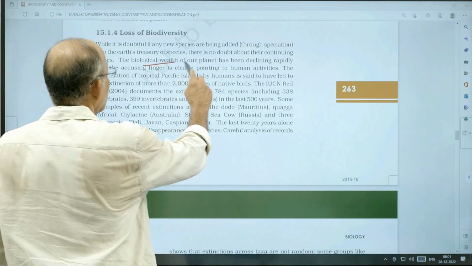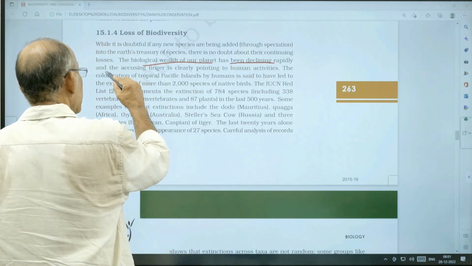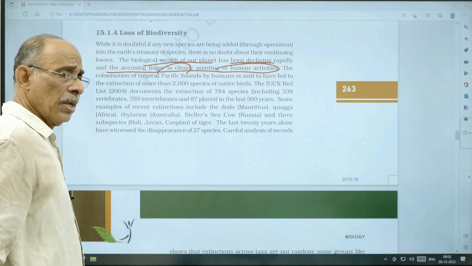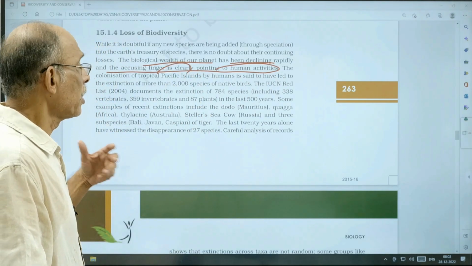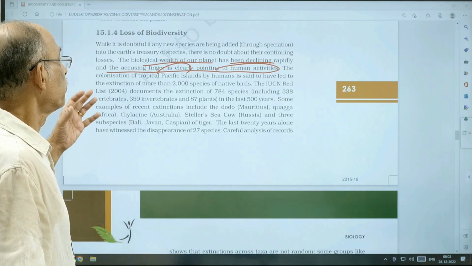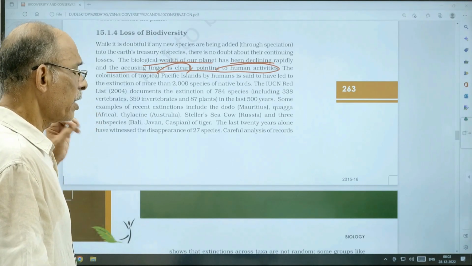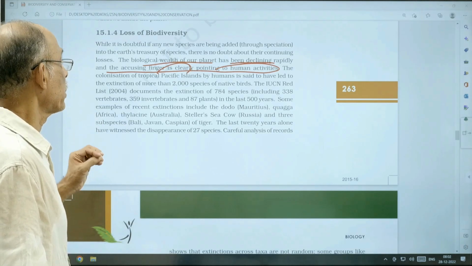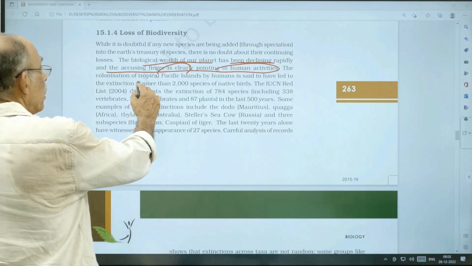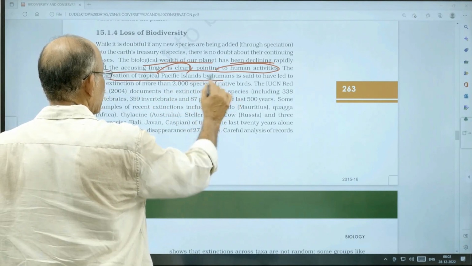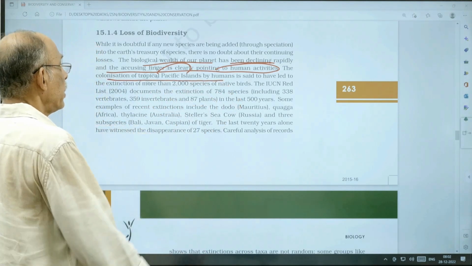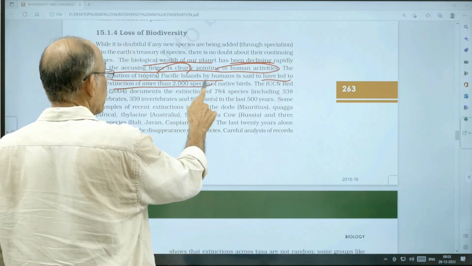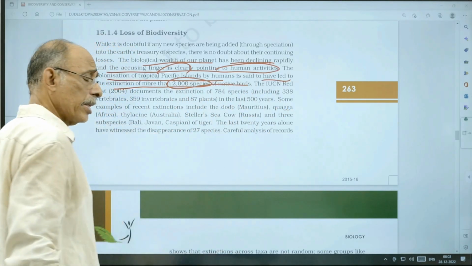The biological wealth of our planet has been declining, and the accusing finger is pointing towards human beings. Species are becoming extinct, and we are the people who are making most of the species extinct. According to this, the colonization of tropical Pacific islands by humans led to the extinction of more than 2,000 species of native birds.